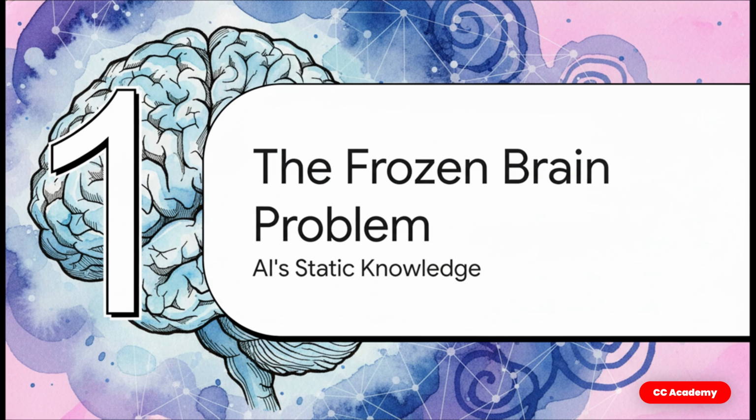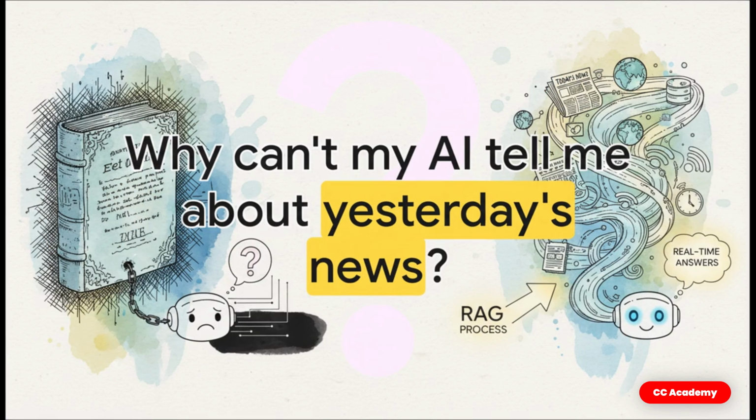To really get why RAG is such a game changer, you first have to understand the problem it's built to solve. And honestly, it all comes down to a really simple question. I mean, you've been there, right? You ask this incredibly powerful large language model about something that just happened, a new story, a product launch, maybe even a new company policy, and you get nothing, a total blank stare. So why does that happen?